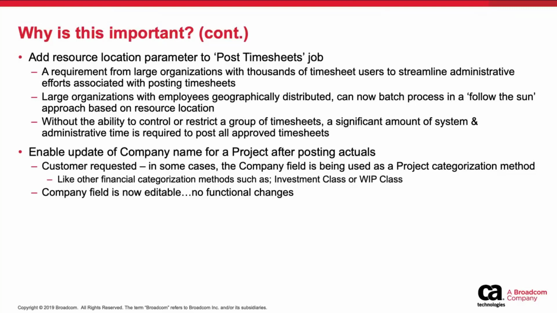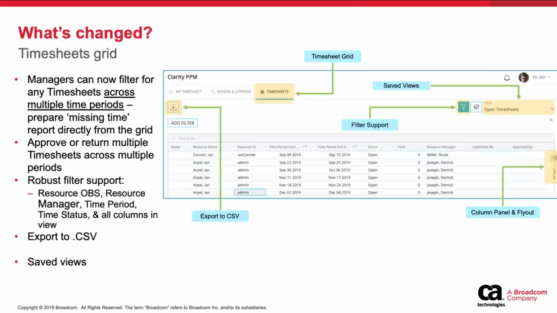There's zero functional change to the product. It just allows an organization a little more flexibility if they would like to use that attribute as a way to categorize projects. Okay, so let's talk about kind of what's changed. We'll get into each one of those 6 items here.